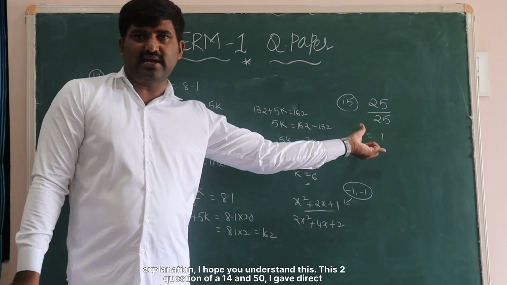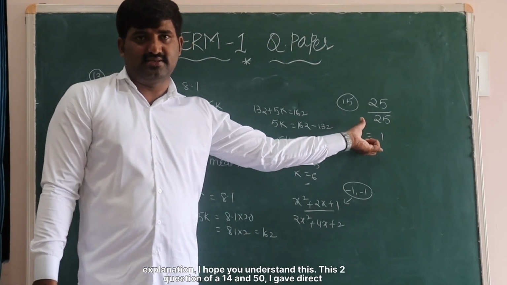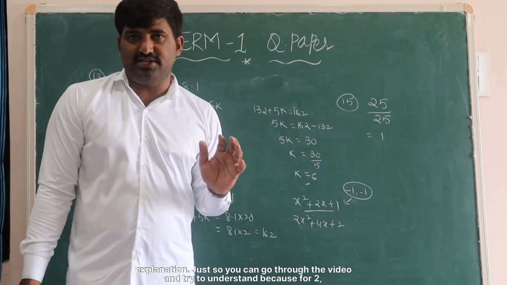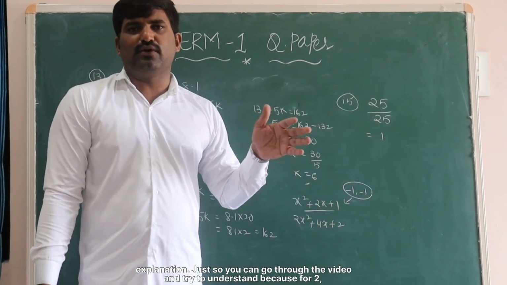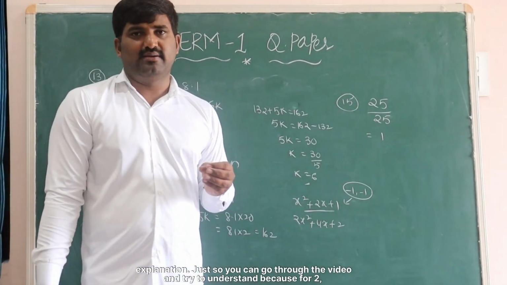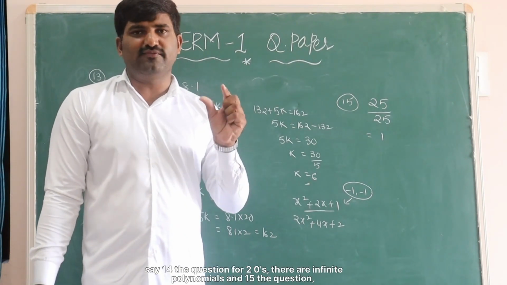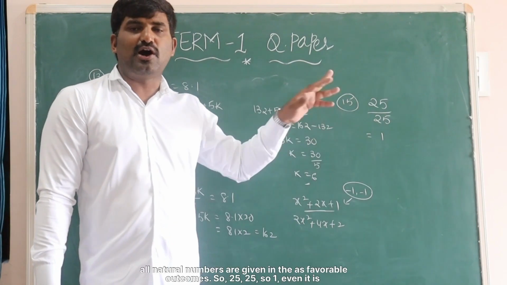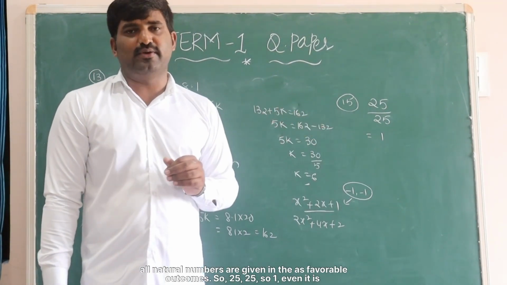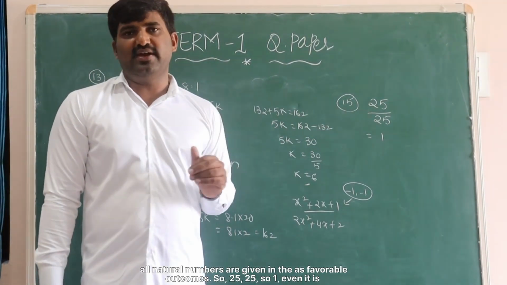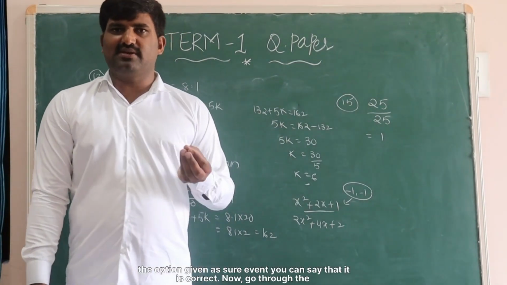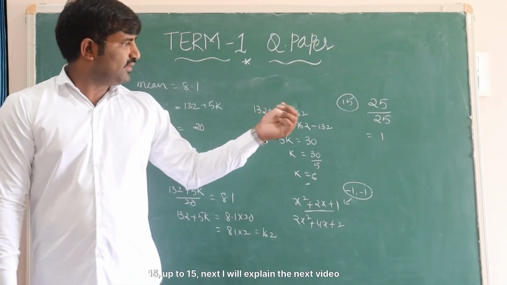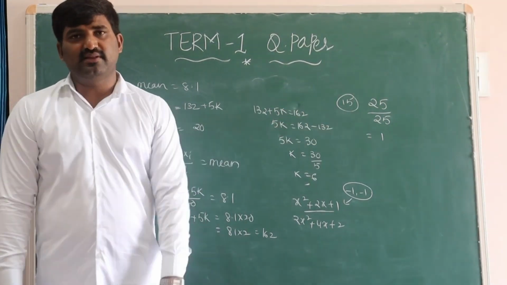I gave you a direct explanation. I hope you understand this. These two questions, number 14 and 15, I explained directly. Just go through the video and try to understand, because for the 14th question, for two zeros there are infinite polynomials, and for the 15th question all natural numbers are favorable outcomes. So 25 by 25 is 1. Even if an option is given as sure event, you can say that it is correct. Now go through up to 15. Next I'll explain the 16th question.